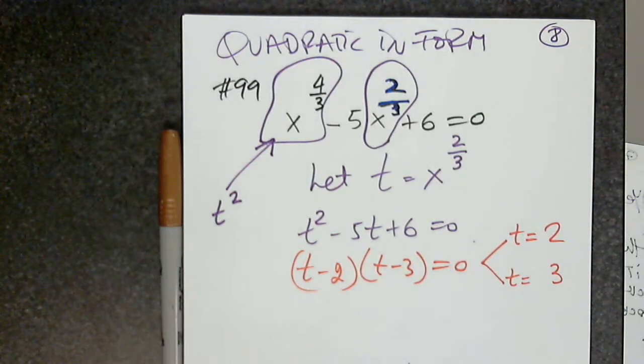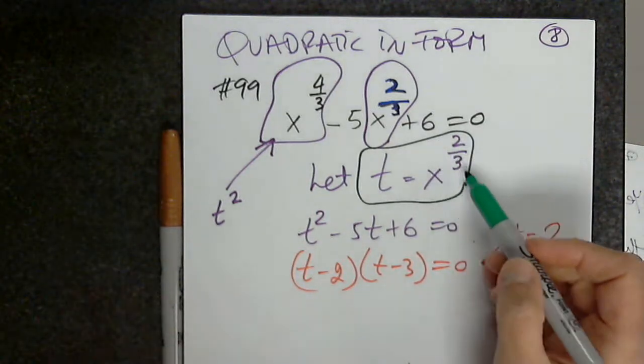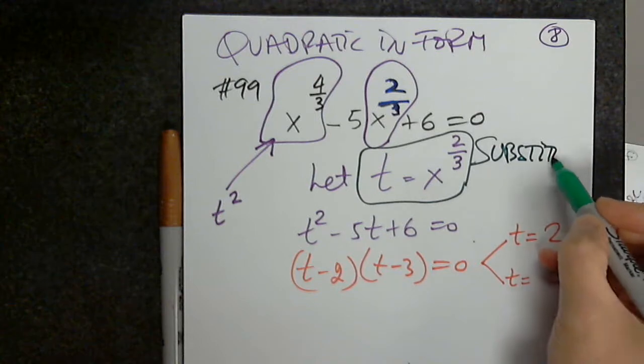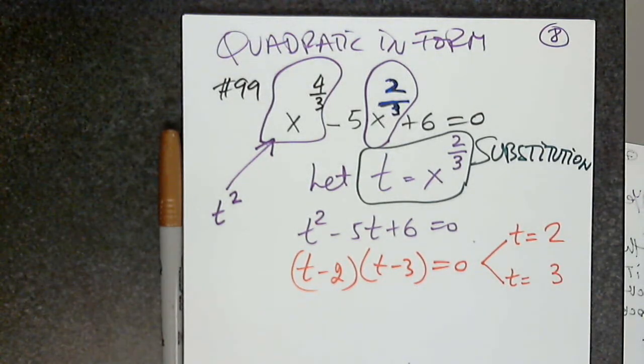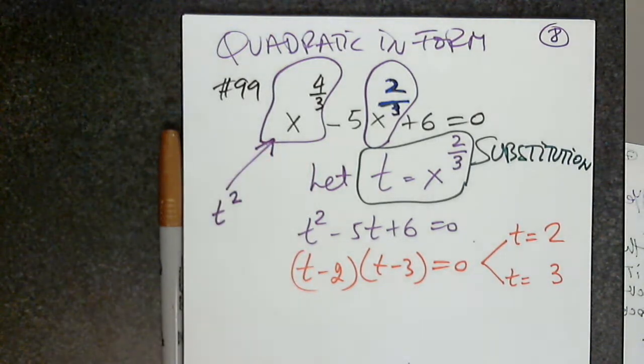But this is not the end. This is the result for our substitution. So this is the substitution. We substituted x to 2/3 with t. So we solve for t. But the original problem is in x, and I have to solve for x. So how do I continue?